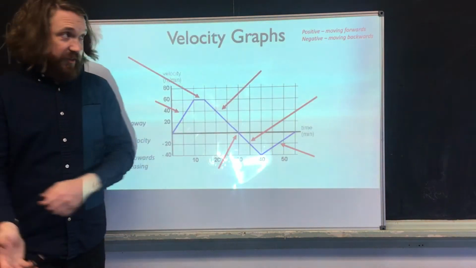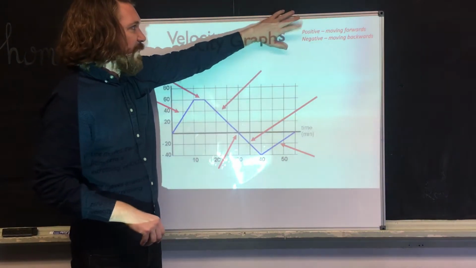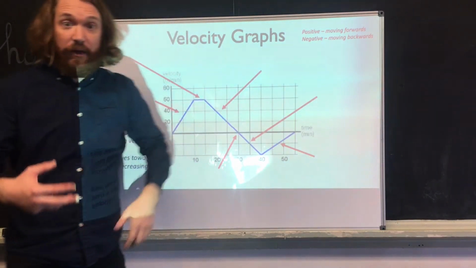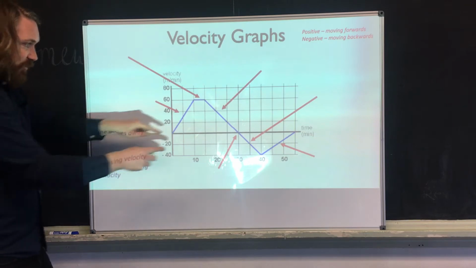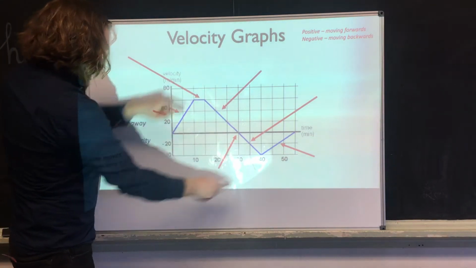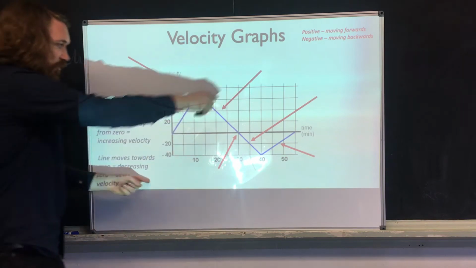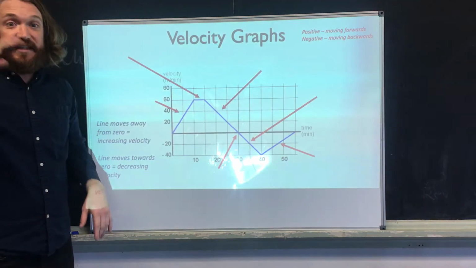We can look at another one of these. Again, I don't know if you can read this, but you will be able to read it in the notes. Positive means moving forwards. Negative means moving backwards, right? If the line moves away from 0, going in either of these directions, that is an increasing velocity. And if the line moves towards 0, right, it's slowing down. That is a decreasing velocity.